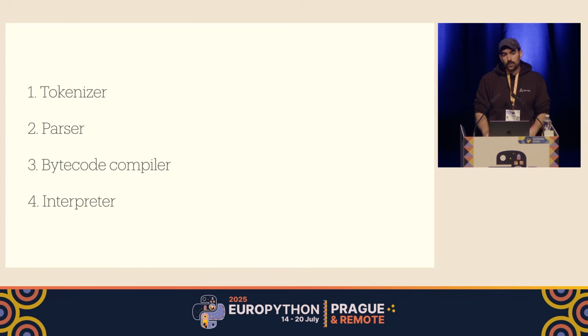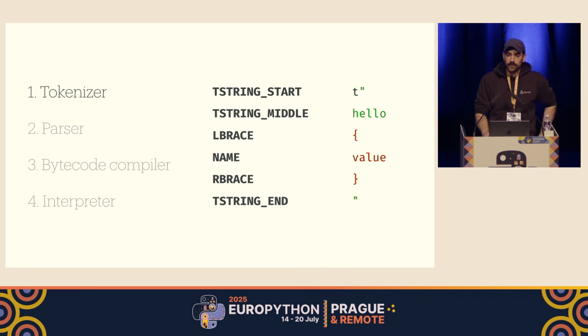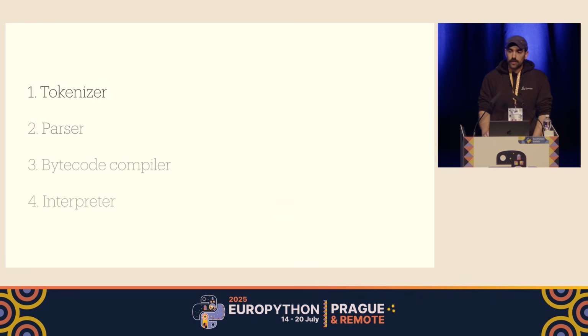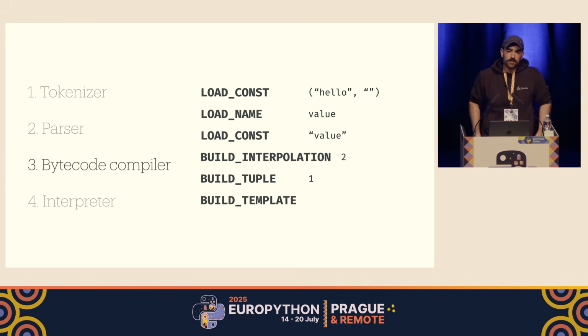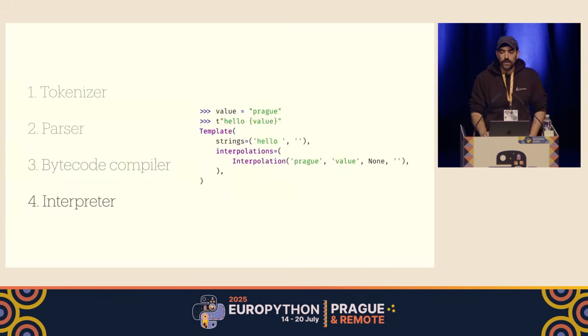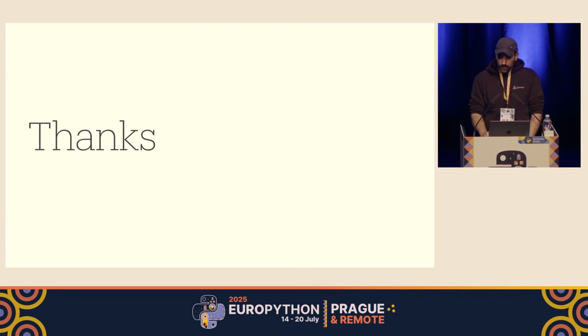Like I said, we have 4 parts to evaluating a piece of Python syntax. We have the initial source code. The tokenizer creates a stream of tokens. The parser takes those tokens and emits an abstract syntax tree. The bytecode compiler takes that abstract syntax tree and emits bytecode, and the bytecode then gets evaluated by the interpreter, which gives us the final result. That's it. This is the end of our journey, and I'll take some questions.